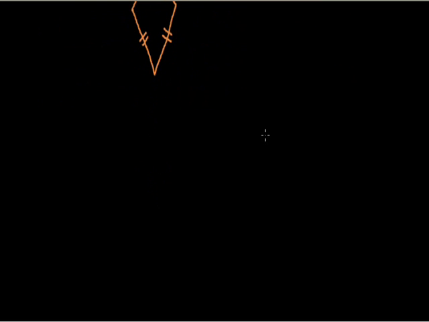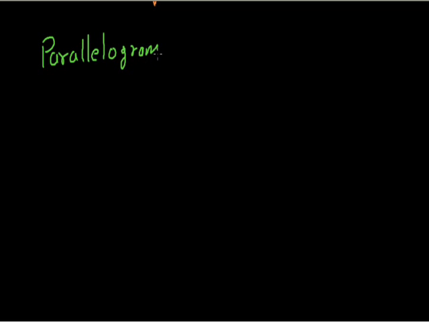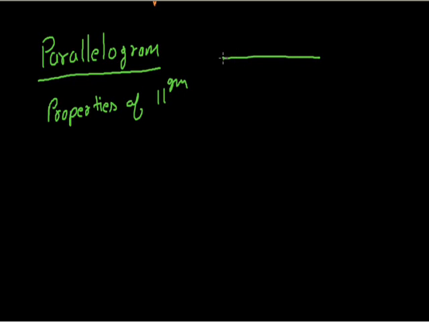Now let's discuss the parallelograms in brief. Earlier we defined the parallelogram as a quadrilateral in which both the pairs of opposite sides are parallel. उसे हम parallelogram बोलेंगे. So there are various properties related to a parallelogram. Properties of a parallelogram. Let's say this is the parallelogram.